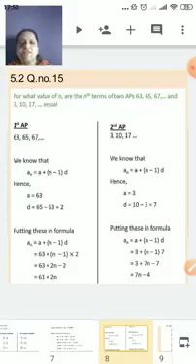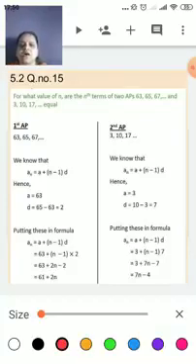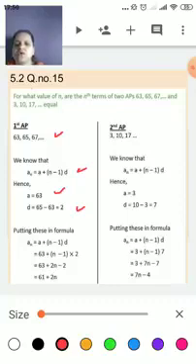Let us start with the first AP. In the first AP, your sequence is 63, 65, 67. Apply the same formula. A equals 63, D equals 65 minus 63, which is 2. So find the AN value. AN is A, 63, plus n minus 1 times D, which is 2. So you will get 63 minus 2, that is 61 plus 2n. Just mark it as step 1.